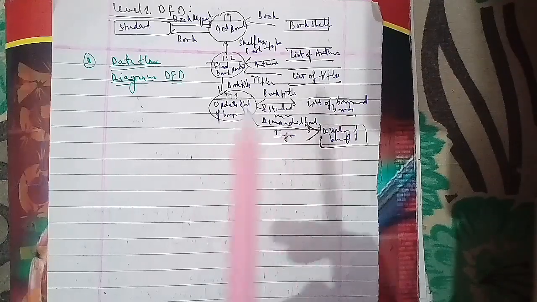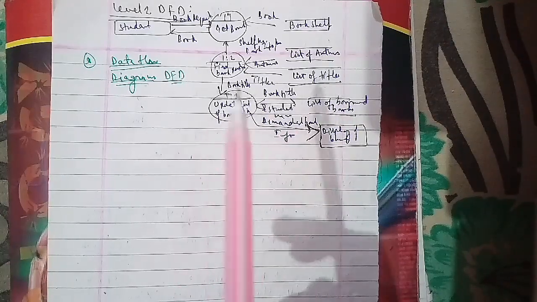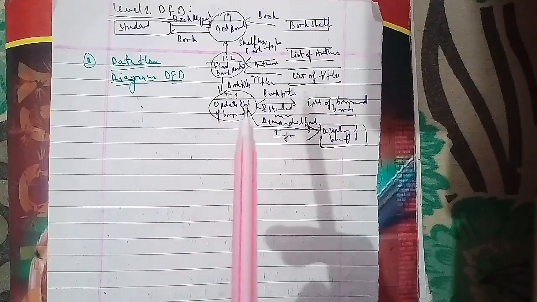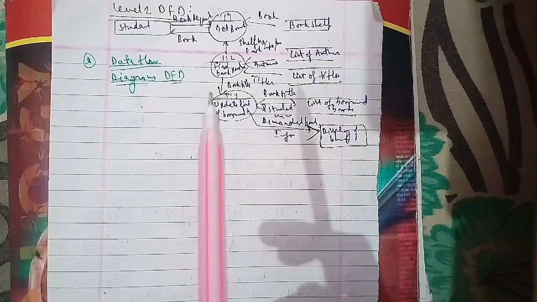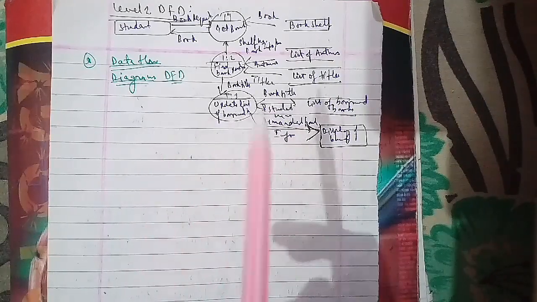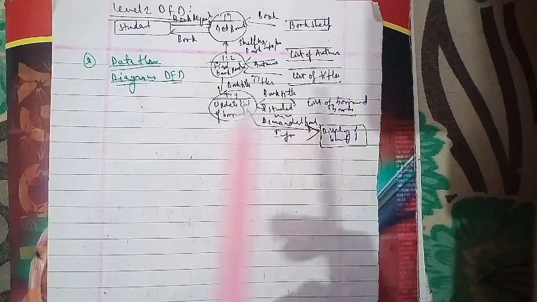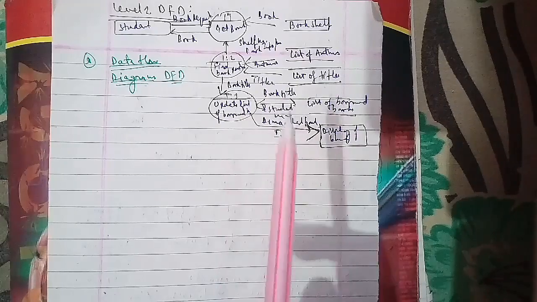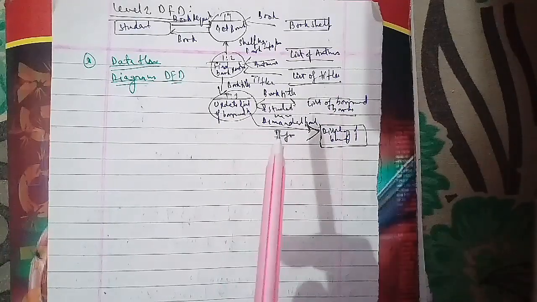Now we'll talk about one other question, which is the ER diagram, which has been demanded many more times in the examination paper, along with many other things. So we'll go ahead with the representation of it, which is the entity relationship diagram.